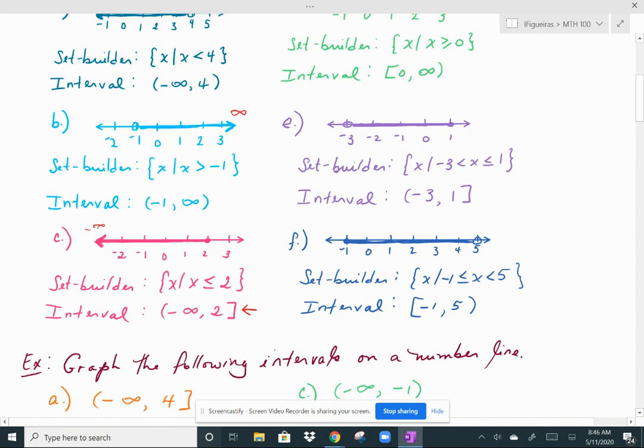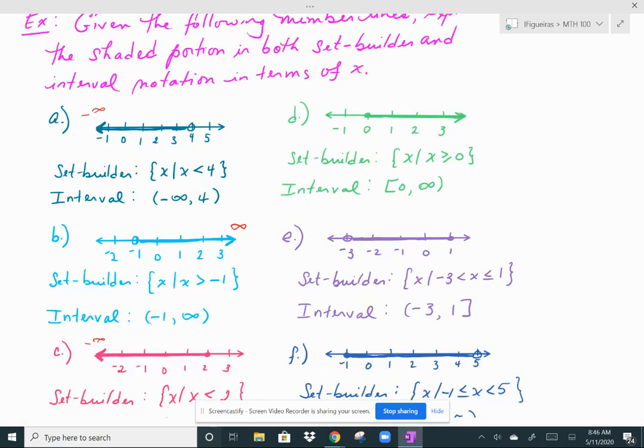Okay, let's go on to part D, here in green. So we have this number line here. This looks like we are including all numbers greater than or equal to 0, because of the closed circle. So we definitely want to include 0. So set builder notation is the set of all x such that x is greater than or equal to 0. And your interval notation is from 0 to infinity. We want to include 0, so we put the square bracket in front of 0.